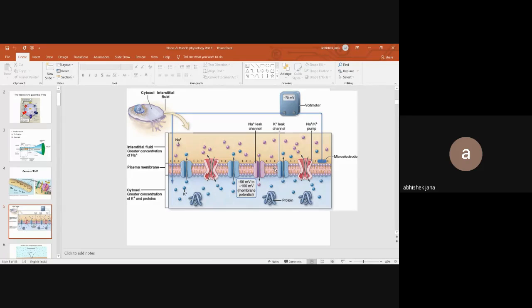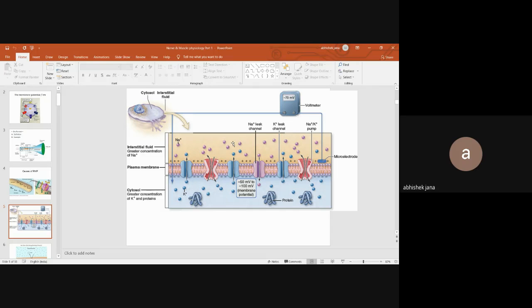But because the sodium leak channels are fewer in number, the movement of sodium from out to in becomes less compared to the potassium. So potassium moving out more is making the cell's inside negative in this case, as you can see over here, because the positive charge, potassium, is moving along the concentration gradient from in to out, because outside the potassium concentration is less. That is what you can see over here.